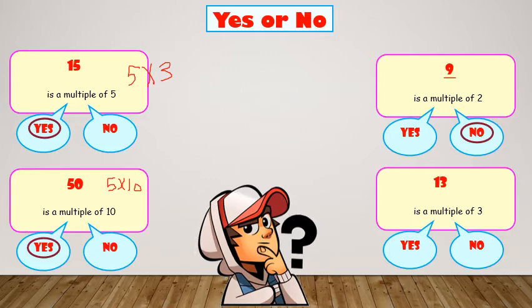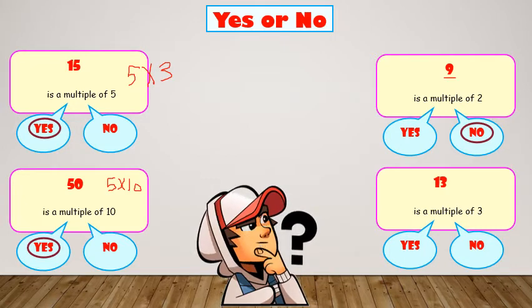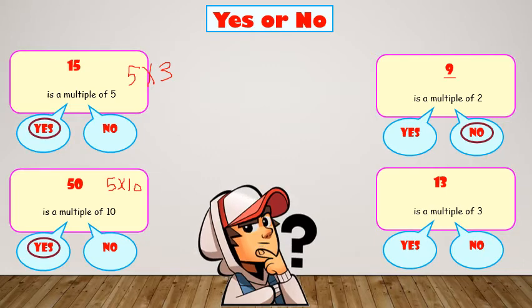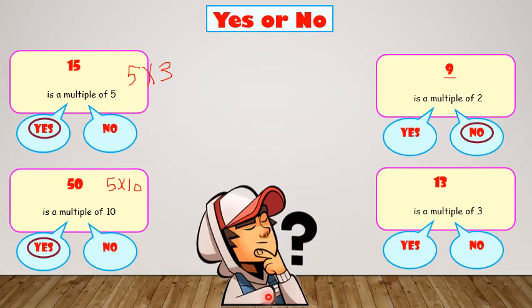Okay, 13 is a multiple of 3. Let's search in table 3 for what gives you 13. Think. I think there's nothing in table 3 that gives you 13, so it's no.